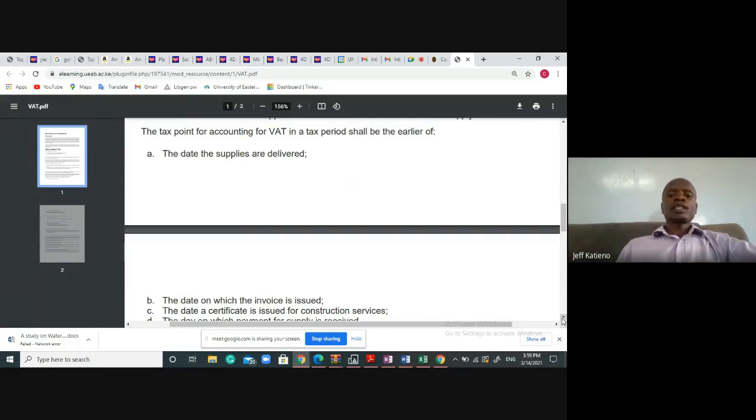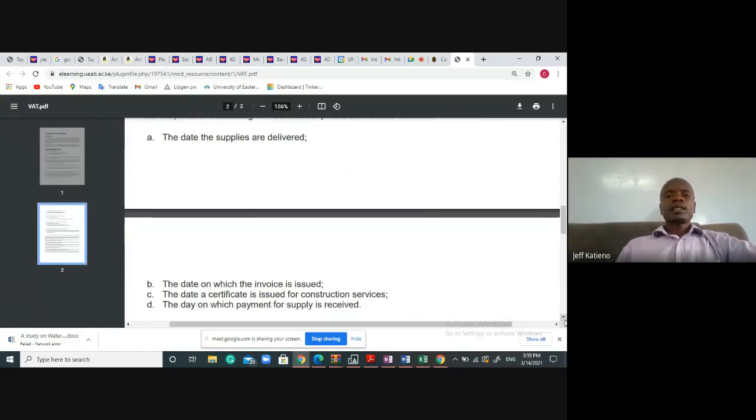All right, so what is the tax point then? As you can see, the tax point is the earlier of the date the supply is delivered, the date the invoice is issued, the date a certificate is issued for construction services, and the date payment is received. So if you are delivering cement to Baraton and you are Bamburi Kenya, at what point will you account for the VAT? Either the earlier between the point that you delivered the cement, the point that you invoiced for the cement, or the point that you were paid for the cement. So those are three things. Whichever is earlier, you're going to account for it at that time.